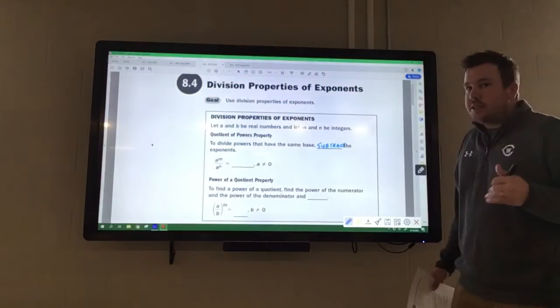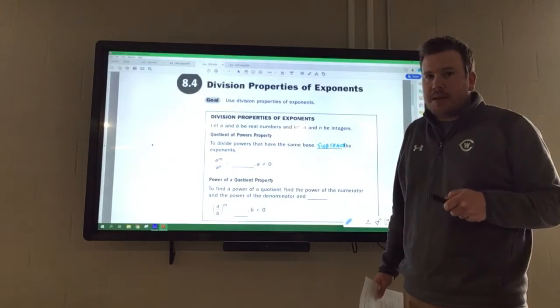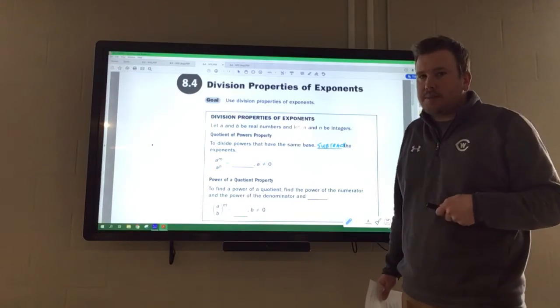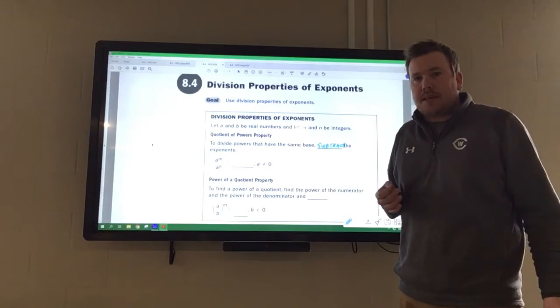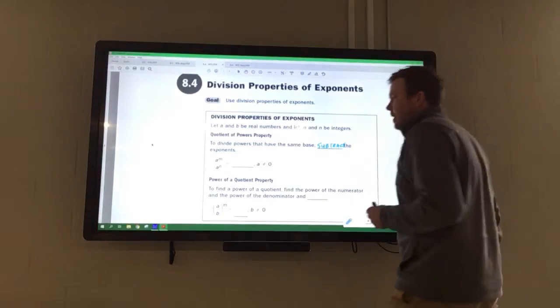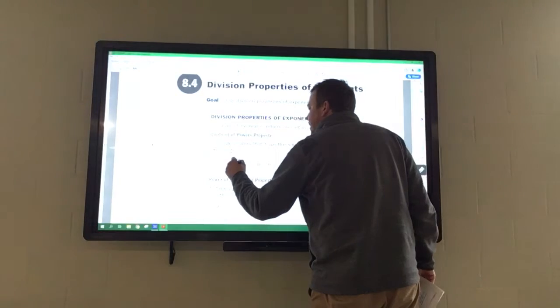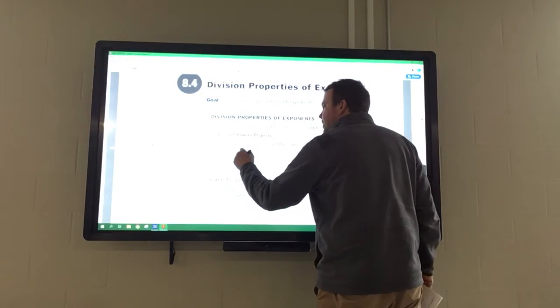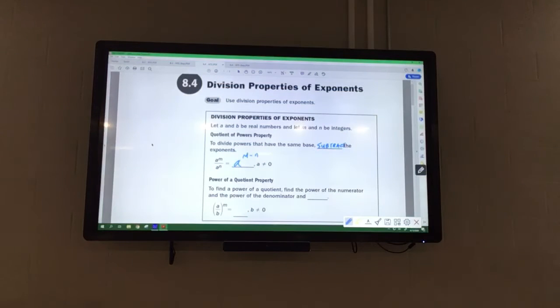the exponents, which kind of makes sense because if you remember, when we multiply two powers with the same base, we keep the base and we add the exponents. Here we're doing just the opposite. If we divide powers with the same base, we keep our base and we subtract the exponents. All right, so something like this, a to the power of m over a to the power of n. We keep our base of a and we subtract our exponents. That is the quotient of powers property.